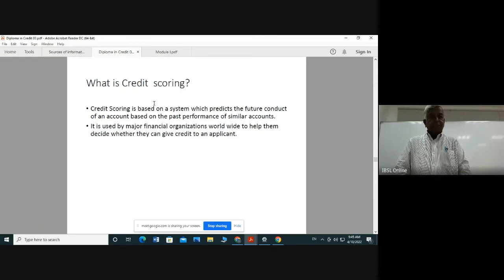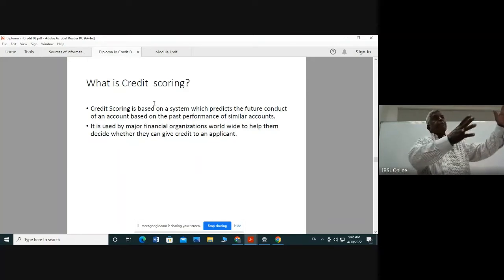Credit scoring is based on a system which predicts the future conduct of an account. Here, the future conduct of an account means the future conduct of a customer. So we are using a system which predicts the future conduct of a customer based on the past performance of similar customers.